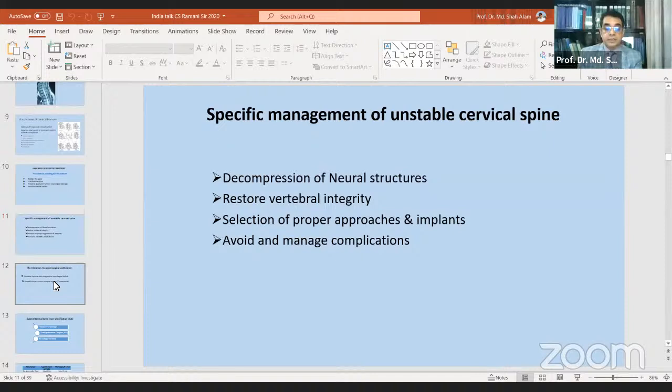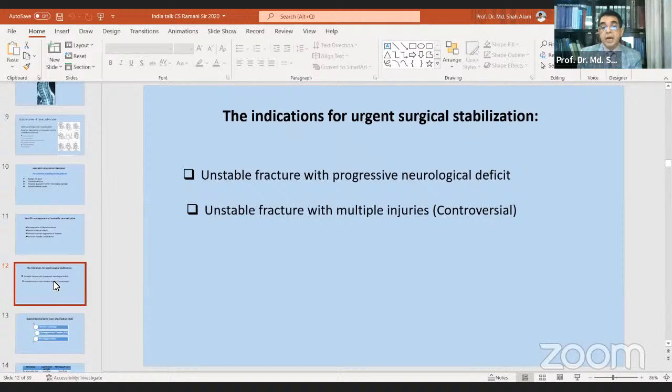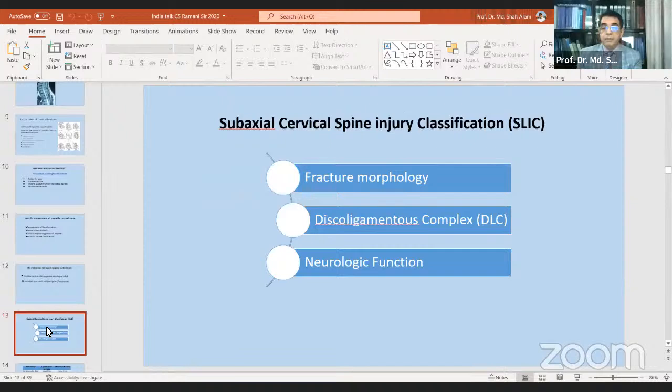So there are some strong indications, especially urgent surgical stabilization, when there is an unstable fracture with progressive neurological deficit and an unstable fracture with multiple injuries. Though it is controversial, one group of people think that it should be done earlier. So for subaxial cervical spine injury, the AO classification considers the fracture morphology, the disc ligamentous complex disruption and the neurological function. On the basis of this, there are some scoring systems.